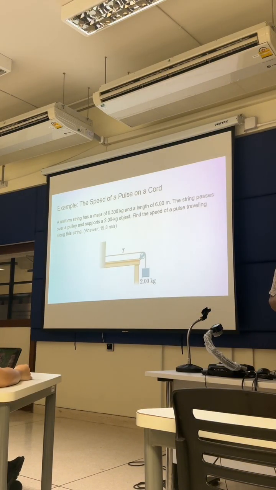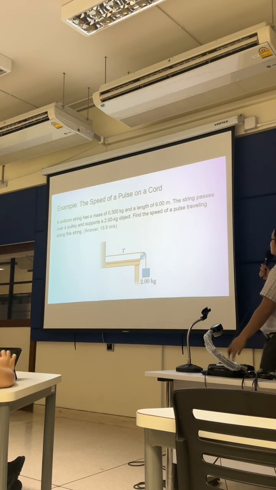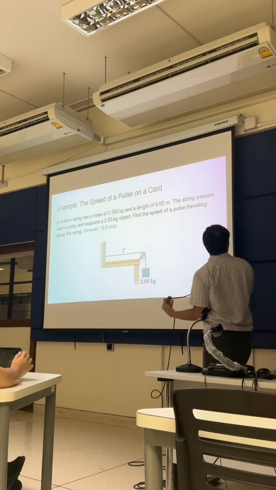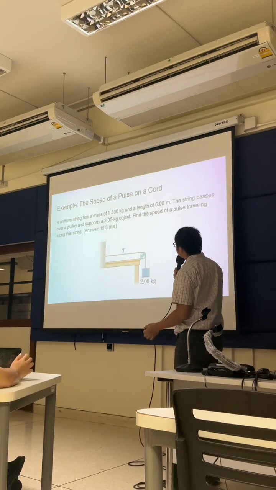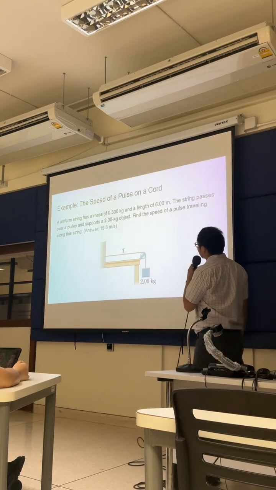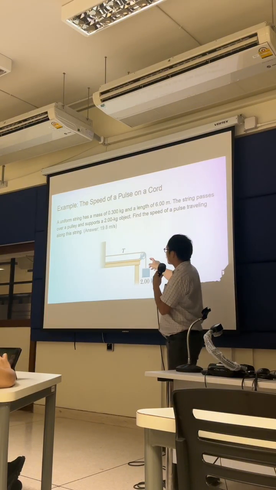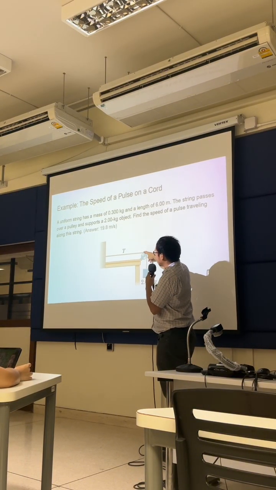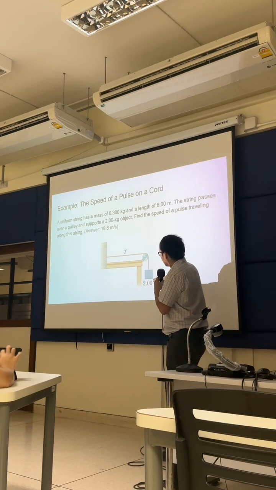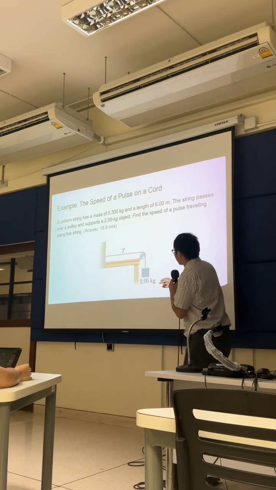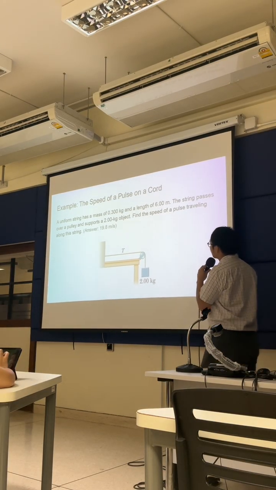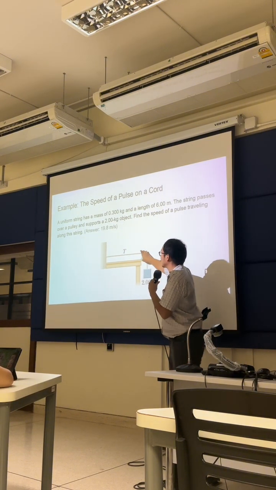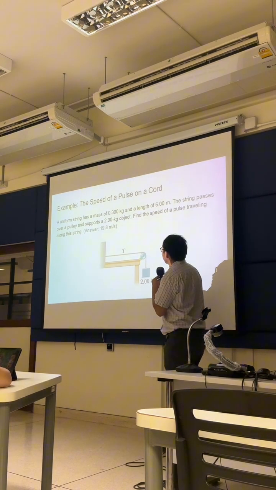Now, with this relation, we can try to quickly do a problem, right? So here, we consider a uniform string, like this, and it is fully stretched because it is connected via a pulley to a mass of 2 kilograms. And this mass is pulling the string down, right? So it's completely stretched with some tension T.